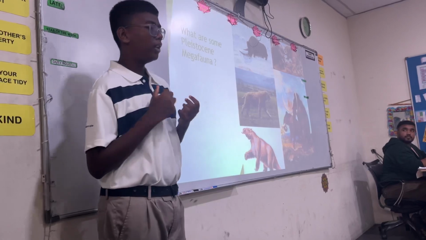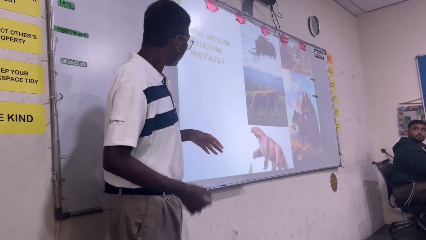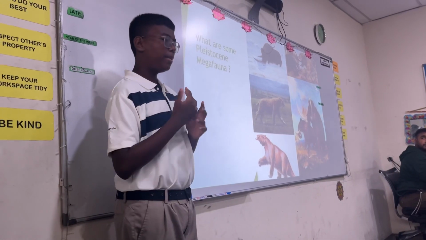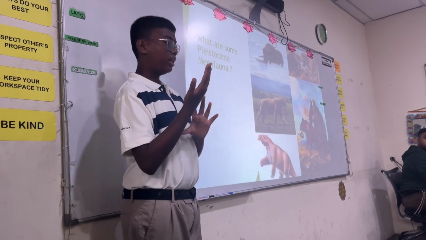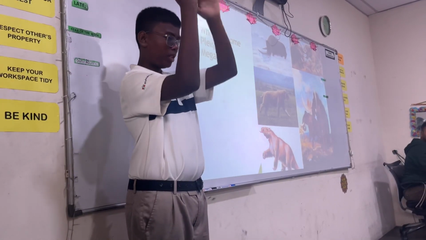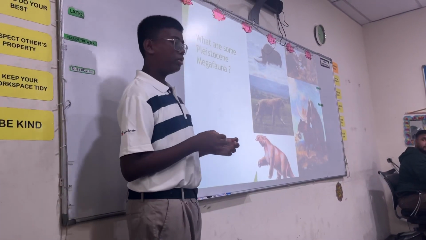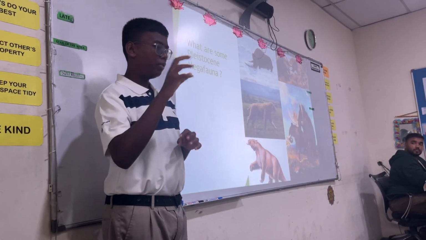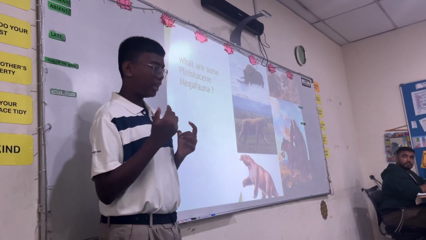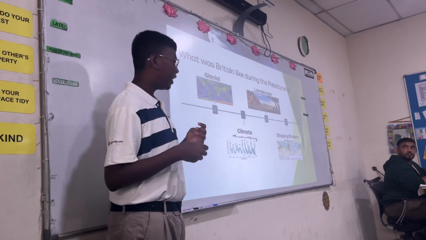Woolly rhinoceroses also had fur to keep them warm from the ice age. And Smilodon has an interesting, unusual feature: its fangs or incisors are about this big, about half of my hand. And ground sloths were large sloths that were able to climb, were plant eaters, and basically ate from trees.